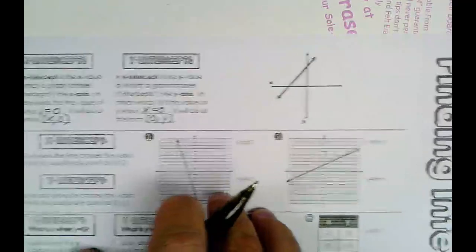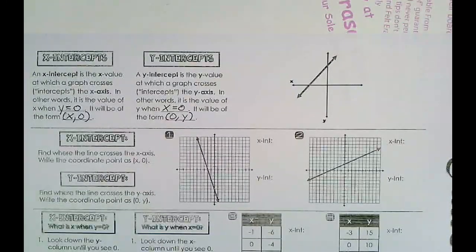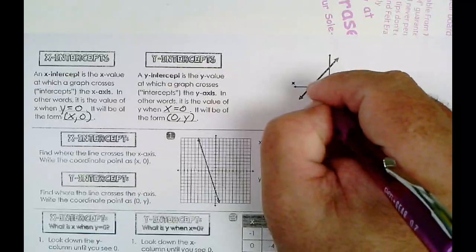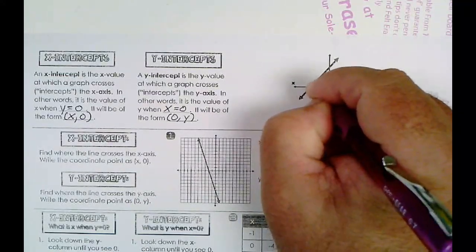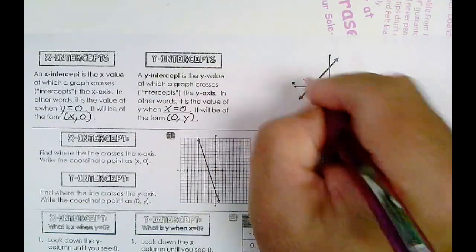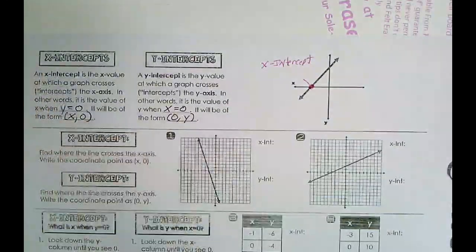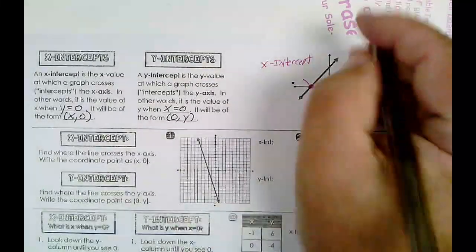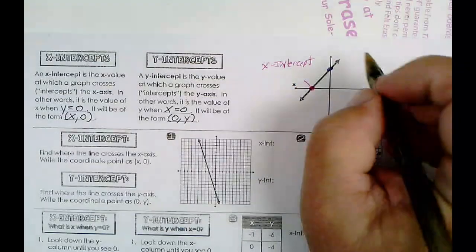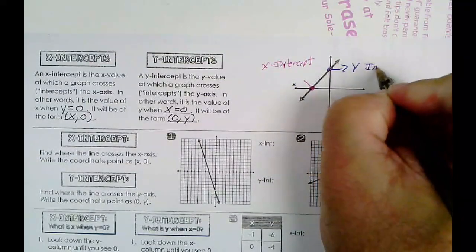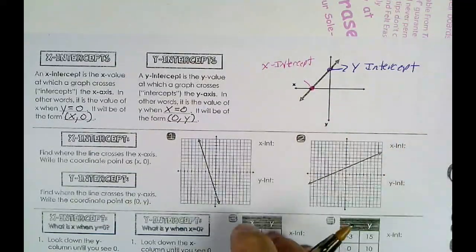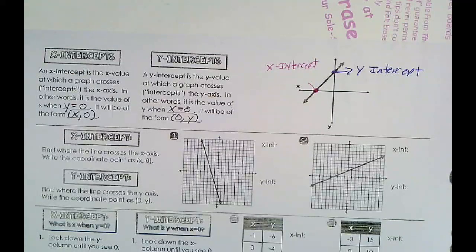Okay, so if we look at our example here, where does it cross the x-axis? Right here. So that is the x-intercept. And then here, where does it cross the y-axis? That is the y-intercept. You will really need to know the y-intercept and the x-intercept for our slope, point-slope, and slope-intercept form.